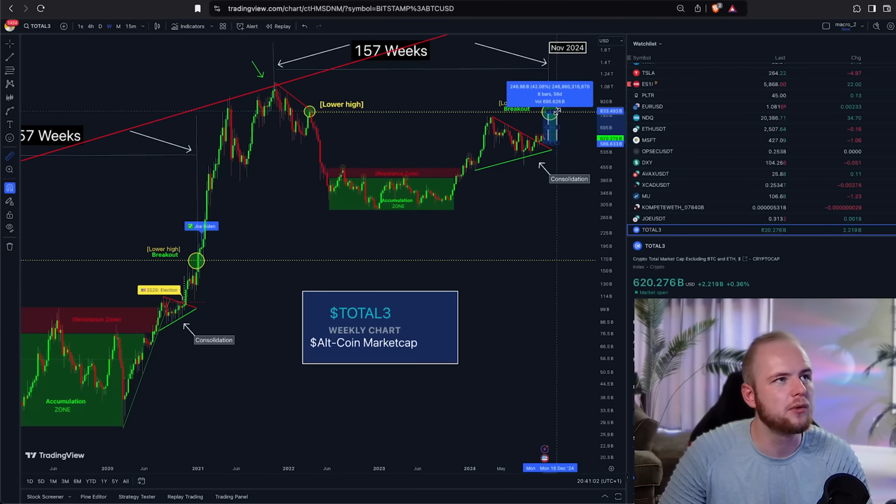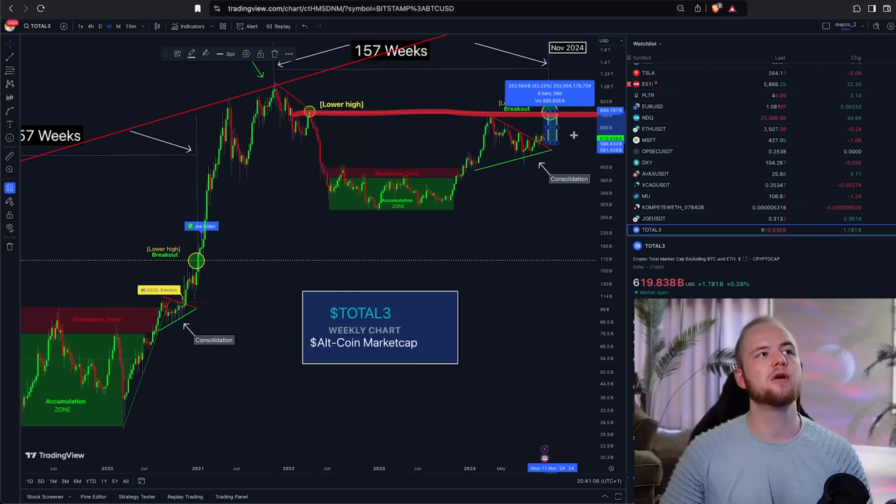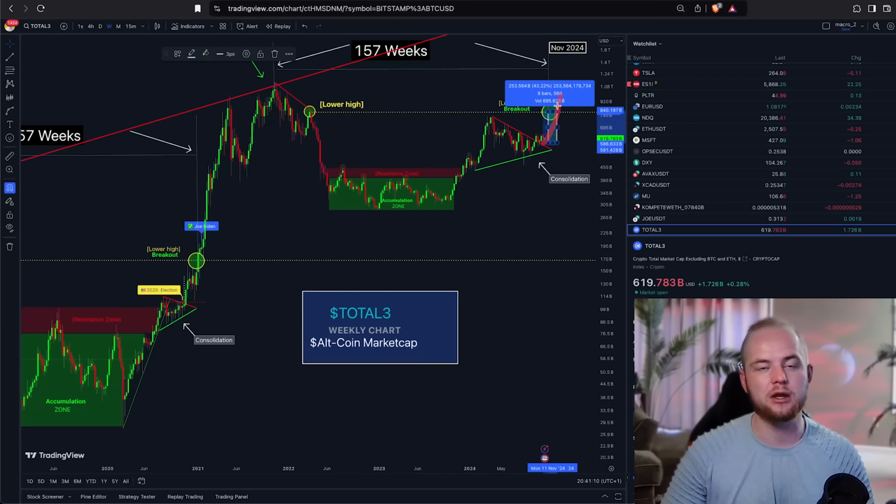In theory, the altcoins would be breaking above their lower high by the end of November. So a pretty bullish month ahead for the alts in theory. Going into December, we should be breaking that lower high and really kicking off this alt season with a higher high on the total three. End of November, going into December, probably a really good Christmas for the altcoins. That's what it's looking like right now.